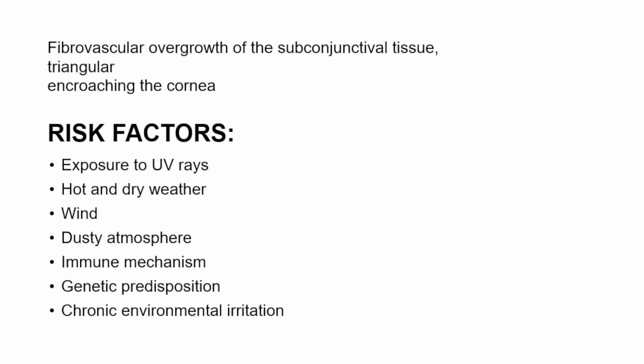Risk factors for developing pterygium: prolonged exposure to sunlight, the UV rays in the sunlight, hot and dry weather, wind, dusty atmosphere, immune mechanism, genetic predisposition, and chronic environmental irritation are the risk factors for developing pterygium.